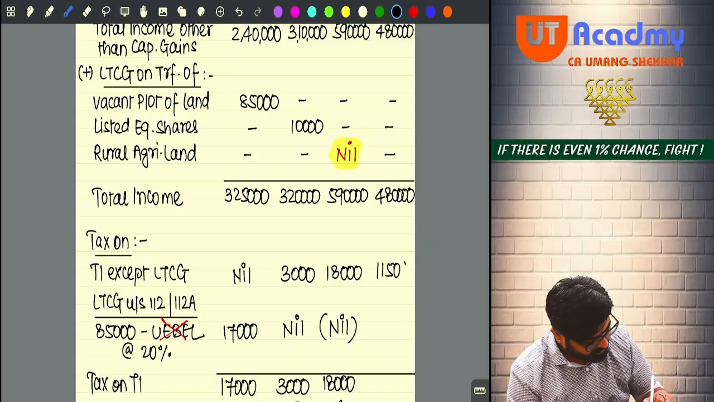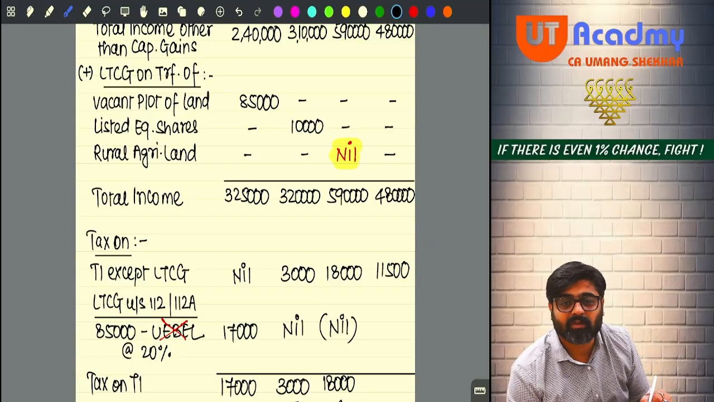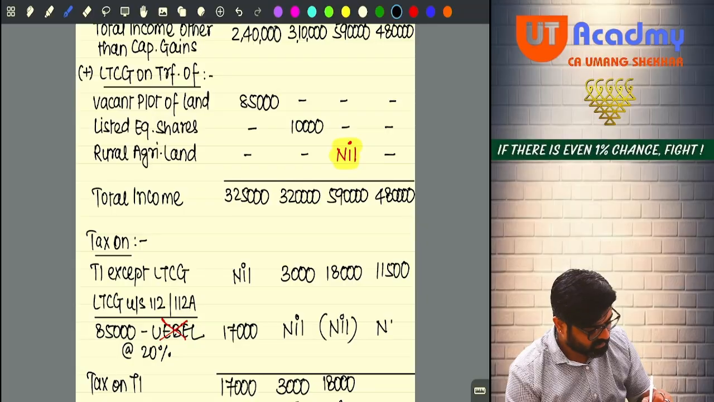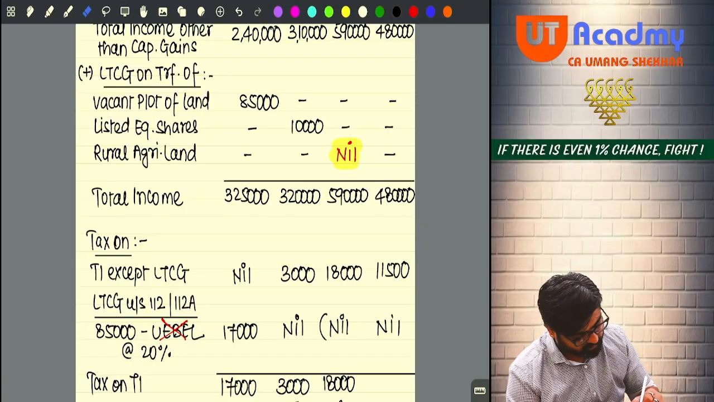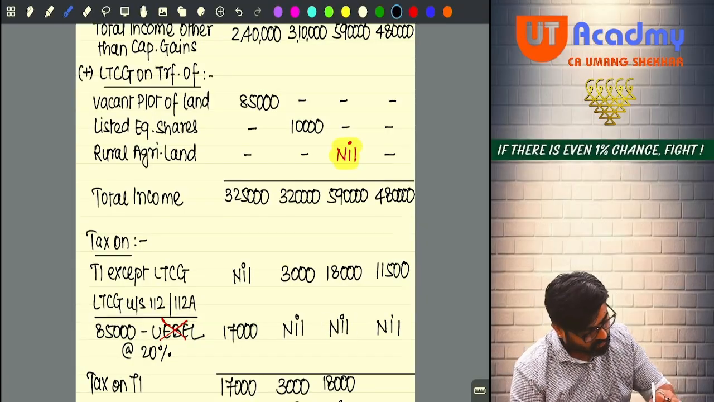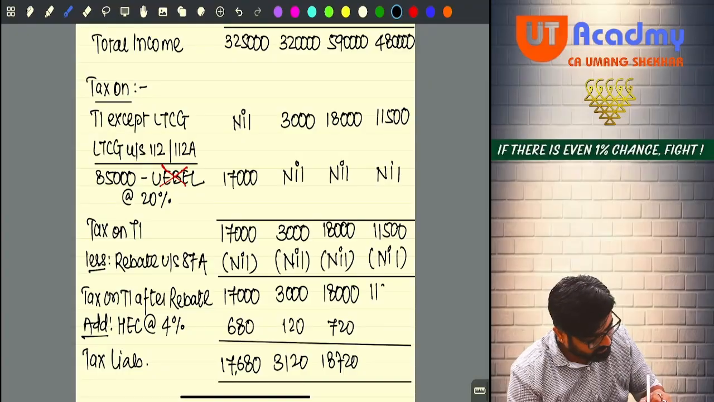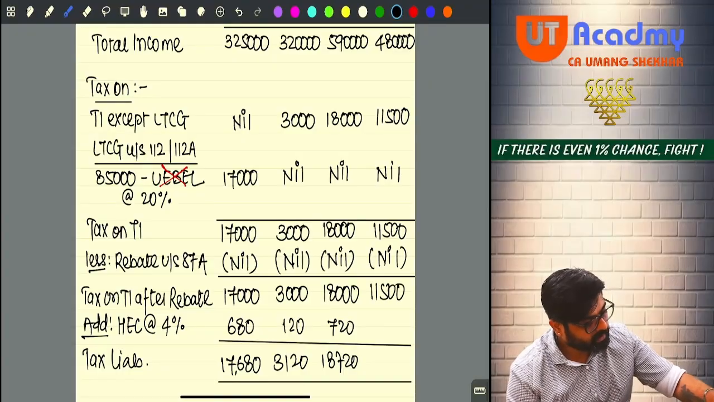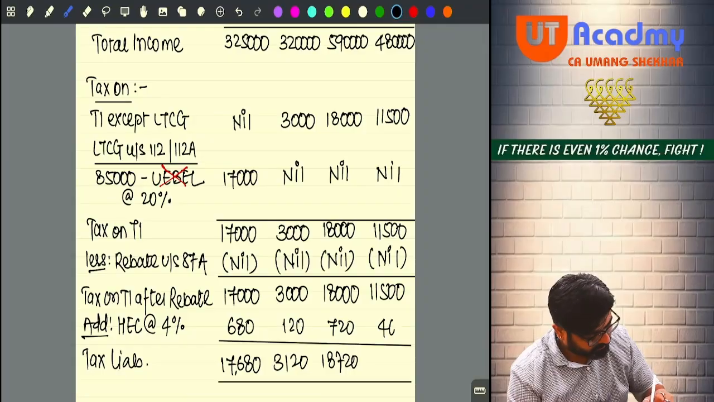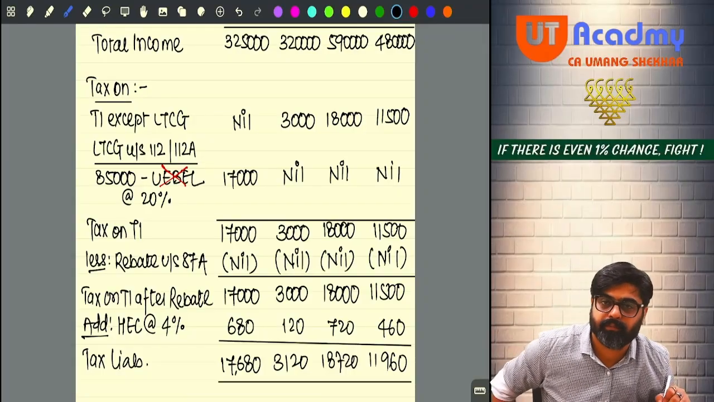5% of 2 lakh 30 will be 11,500. Is there any tax on long-term gain, etc.? No, no tax. So what will be my total tax? 11,500. Will I get any rebate? No, since I am a non-resident. 11,500 into 4% will be 460. 11,960. This is my final tax liability.